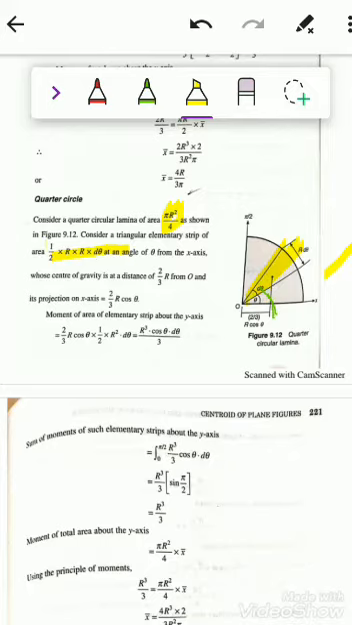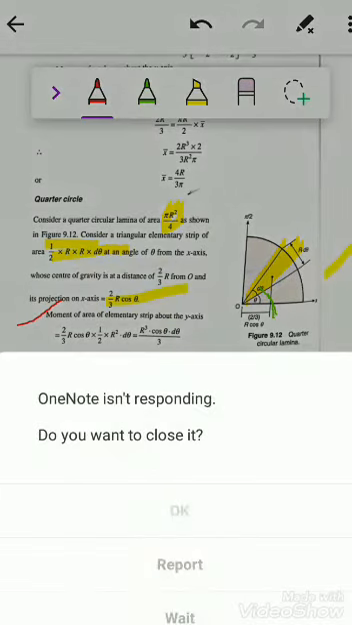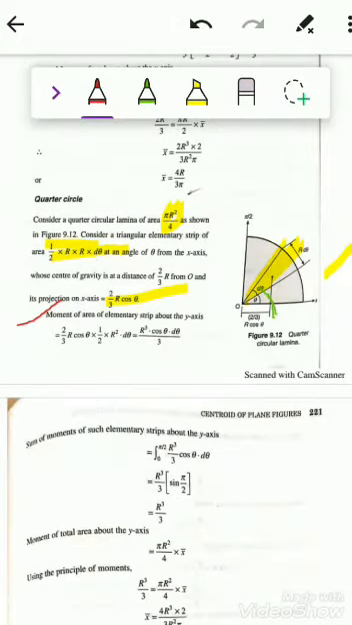The next thing is the moment of the elementary strip about the y-axis. The moment of the elementary strip is obtained by multiplying the area into the perpendicular distance. Half into r square into d theta is the area, and 2/3 of r cos theta is the perpendicular distance. You will obtain this equation. Whatever procedure I explained for the semicircle is the same for the quarter circle; the only difference is the area. By integrating and simplifying you will get this equation. This is the single strip moment.